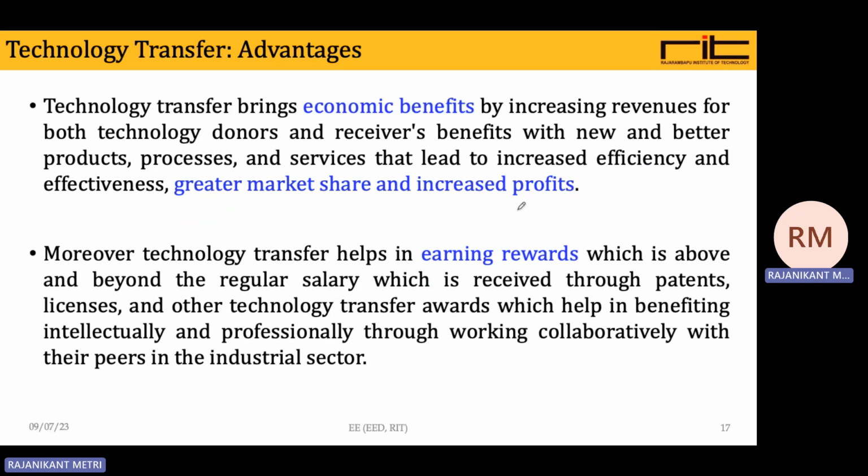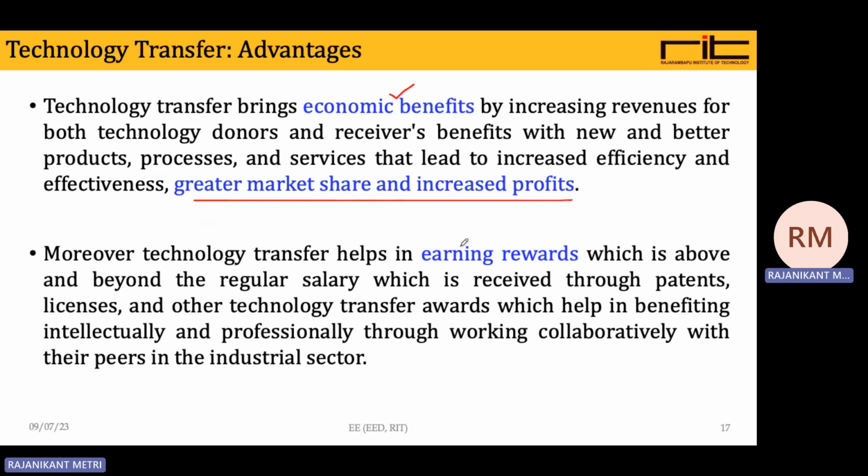Similarly, technology transfer brings economic benefits by increasing revenues for both technology donors as well as receivers, with new and better products, processes, and services that lead to increased efficiency and effectiveness, greater market share, and increased profits. So it creates economic benefits.